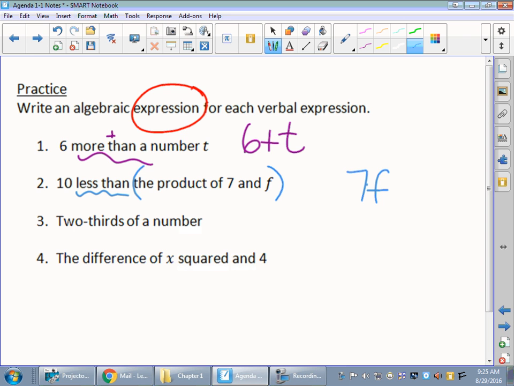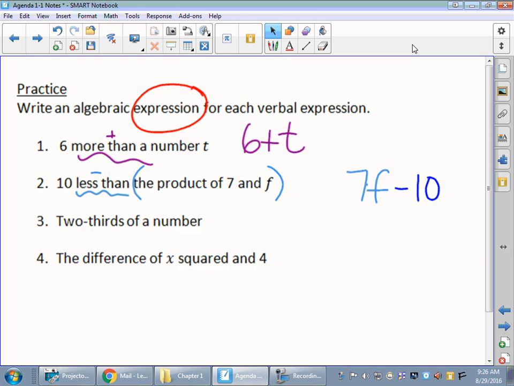So if we're going to take 10 less than that, are we adding, subtracting, multiplying, or dividing? Less than means we're going to be subtracting, right? So here's the question, though, before we just write 10 minus 7f. Is it going to be 10 minus 7f, or is it going to be 7f minus 10? What are we starting with and then taking another value away? We're taking 10 less than the product of something else. So that 7f has to come first, and then we're going to subtract the 10. The subtracting ones are the trickiest ones out there because you have to think about what order, because it does matter. 6 plus t is the same as t plus 6, but if we switch that, it would make a difference.